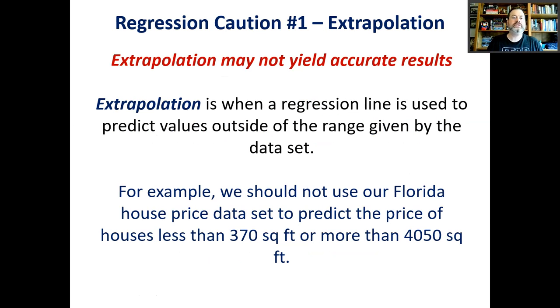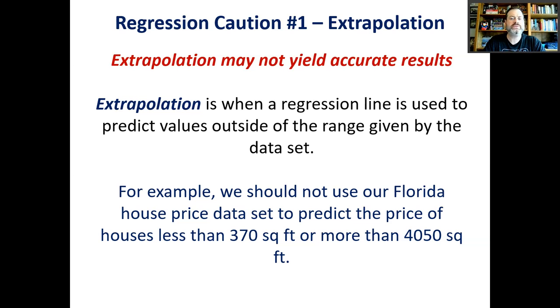Okay, now we're going to move into some cautions. These are things that can go wrong with regression. Again, it's pretty theoretical. This is stuff you basically just have to memorize. We've done all the calculations that we're going to do in this section already. So, regression caution number 1, extrapolation. Extrapolation may not yield accurate results.